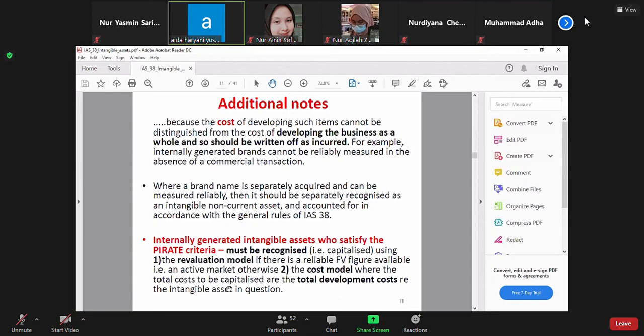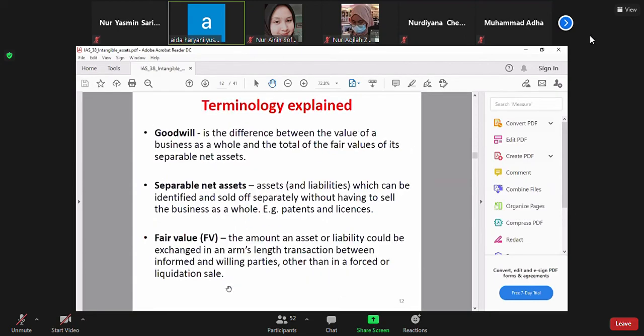Related intangible asset. Do you understand, class? So, do you understand as for now? Do you understand, class? Yes, madam. Okay.